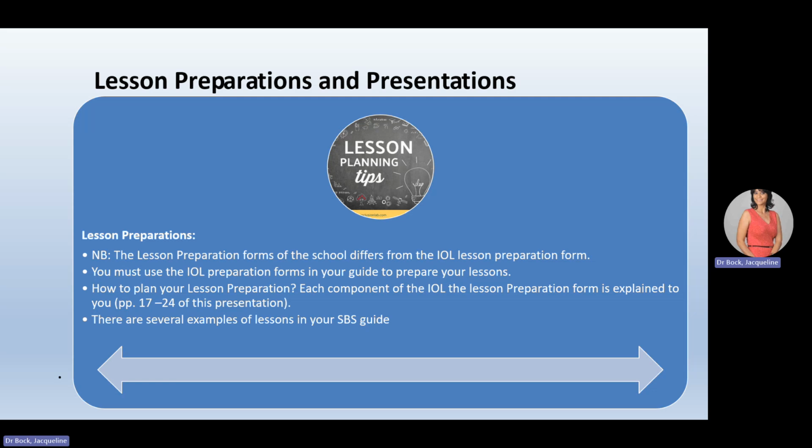The lesson preparation form is explained already, and also you can find it on pages 17 to 24 in your book. So there are several examples of lessons in your SPS book that you can read through, and then you can pick up some hints.